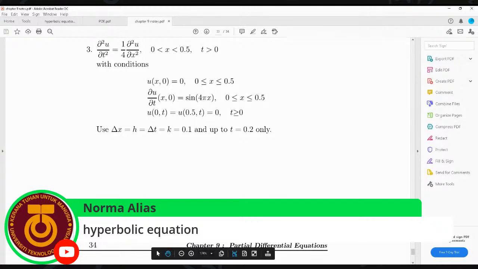Now I stop sharing here. I wanted to focus on how to discretize the elliptic equation. Now I want to go to how to discretize the hyperbolic equation.